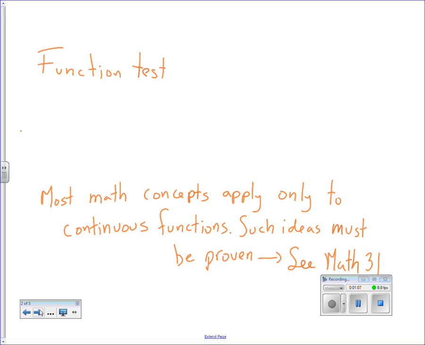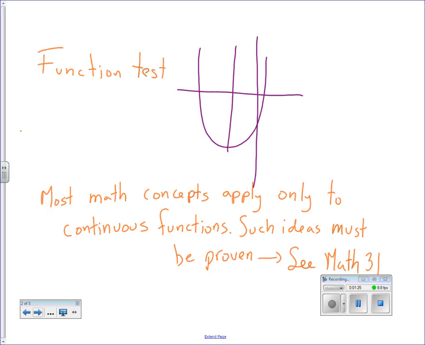What's the function test? Do you remember what the test is for a function? Yeah, it's the vertical line test. So a vertical line test describes if something is a function. If the vertical line cuts the graph once, it's defined as a function. So this is yes to a function.